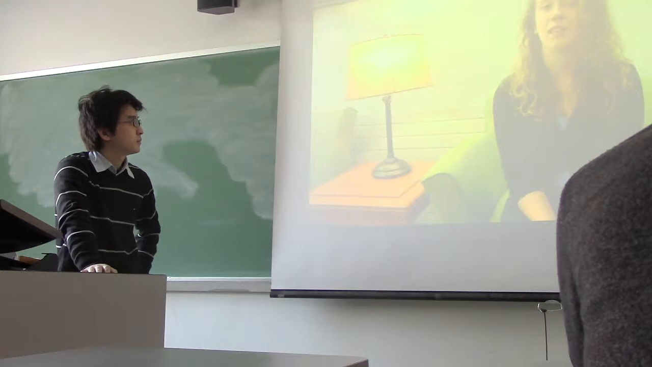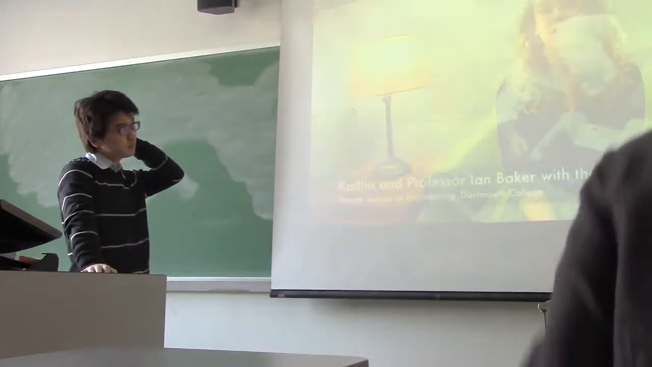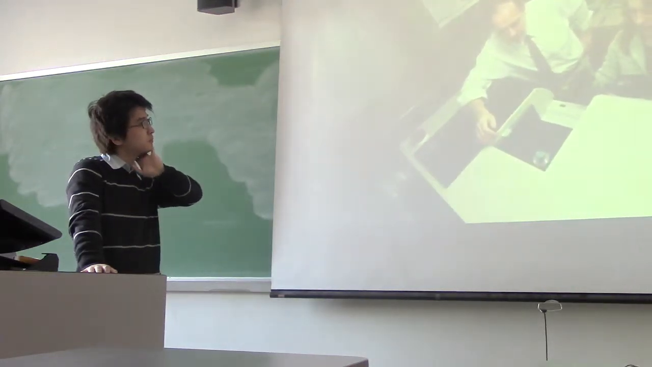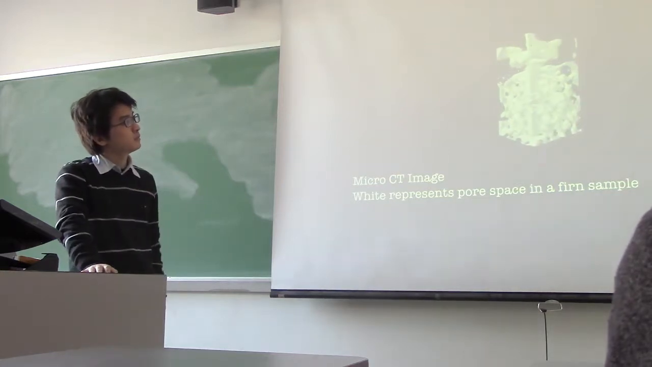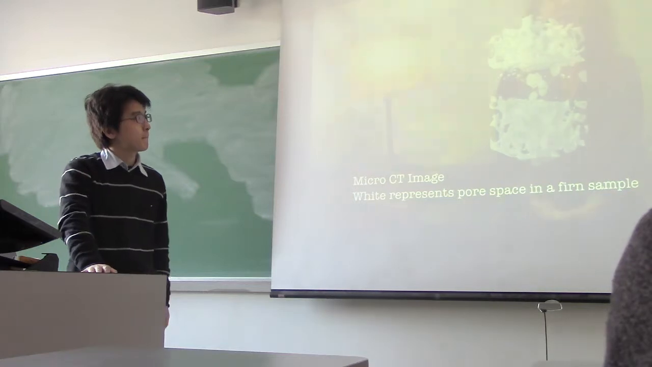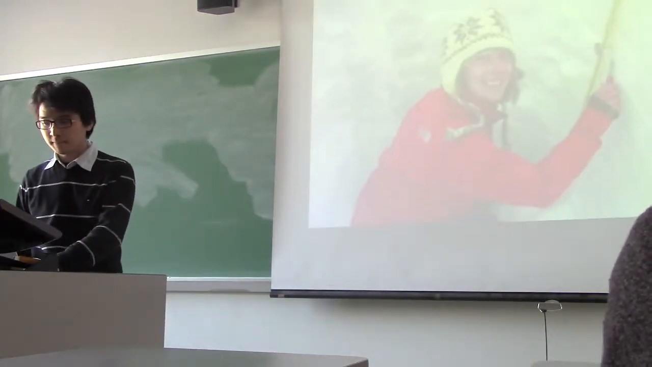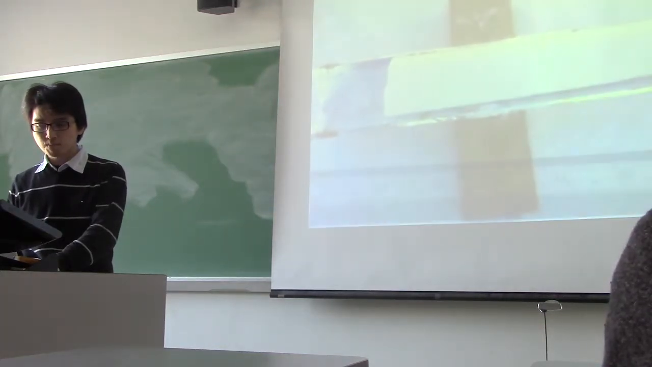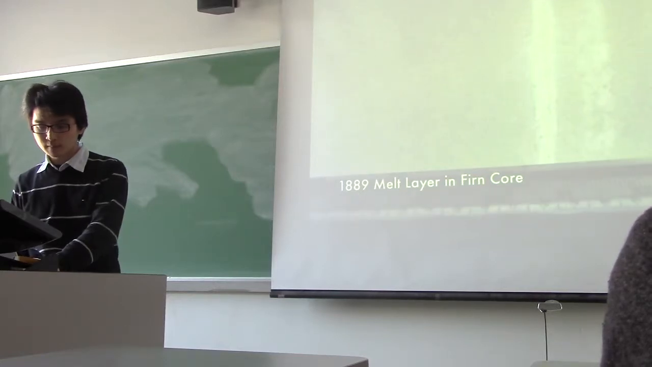The second way I look at the firn samples is using a micro-CT scanner. The micro-CT images allow us to look at the structure of the firn and pore space and relate that to the permeability of the firn in those areas. The final way I analyze the firn samples is by carefully looking at all of the layers in our 80 meters of firn core. In these layers, I can see differences in density and grain size, and even two melt layers. And all of these things tell us about how the surface of the ice sheet was in the past.